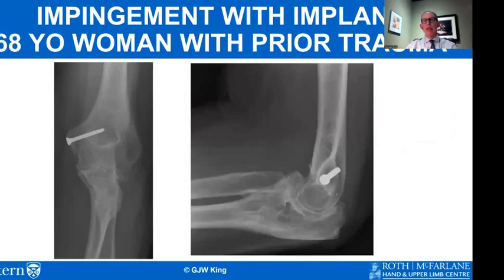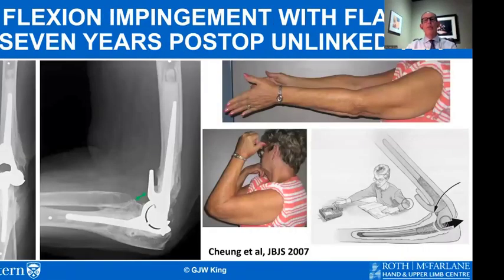I think the other issue relates to impingement with implant placement. You can see here this patient has a pre-existing ulnar deformity after a pre-existing distal humeral as well as radial head and proximal ulnar fracture. While the elbow replacement was put in satisfactorily, you can see here the patient had limitation of flexion, and this was due to impingement of the coronoid on the anterior flange.